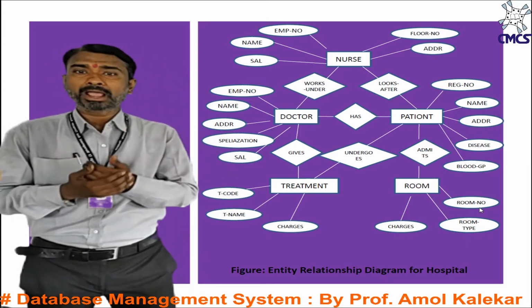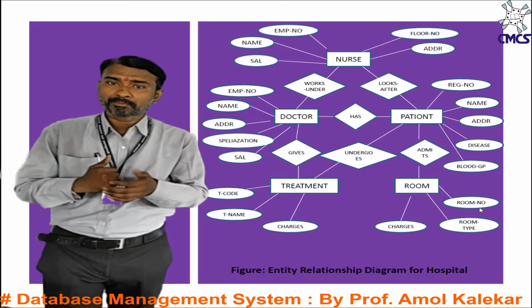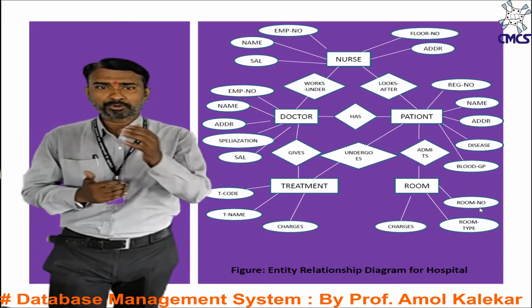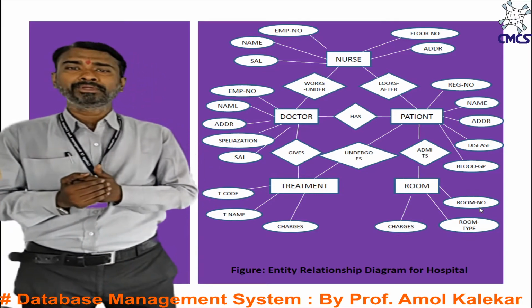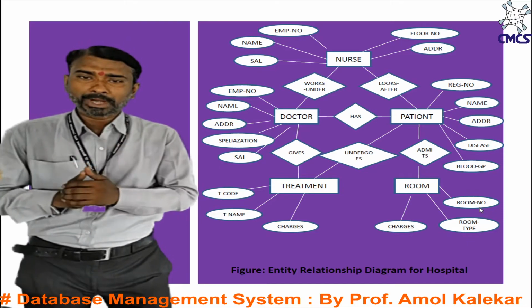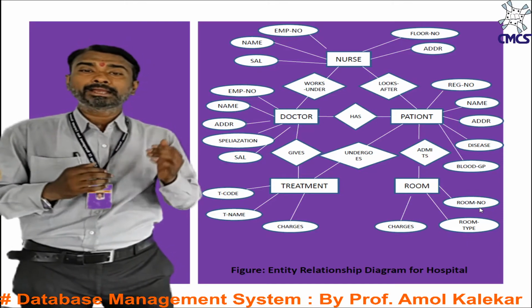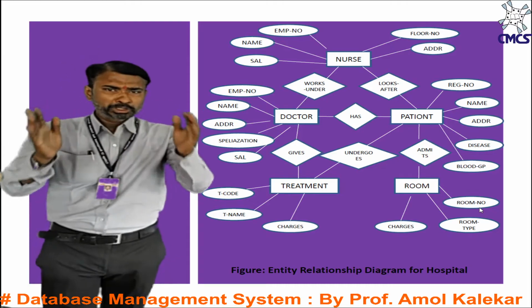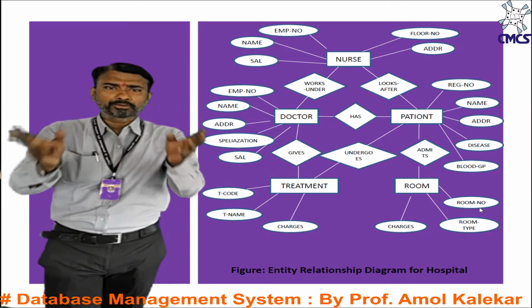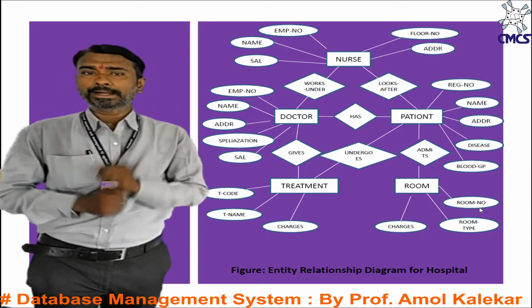For the room, I have attributes like room number, room type and the charges, and for the treatment entity, I have attributes like treatment code, treatment name and the charges. So these are the entities along with their respective attributes.